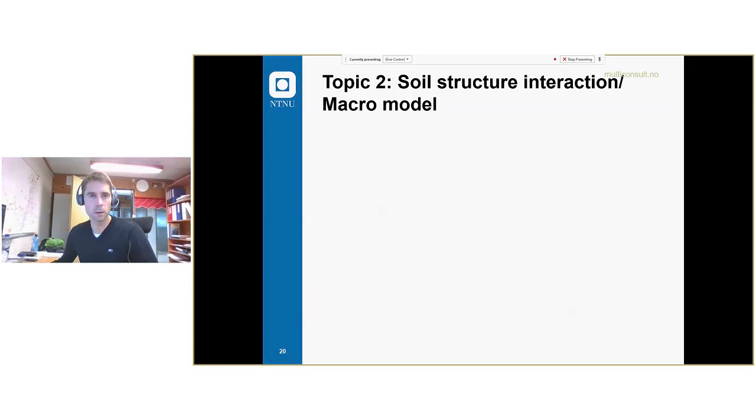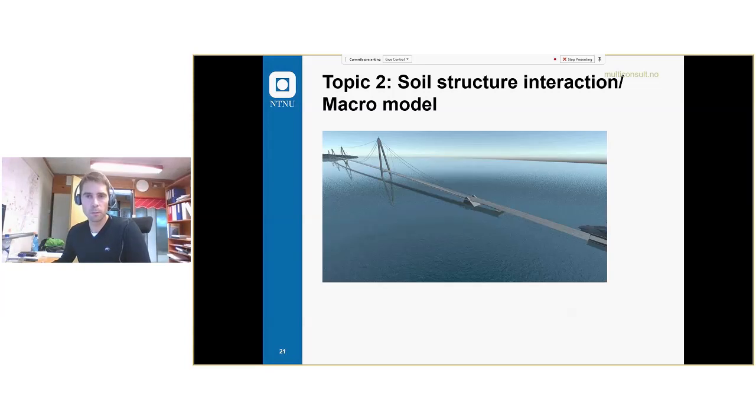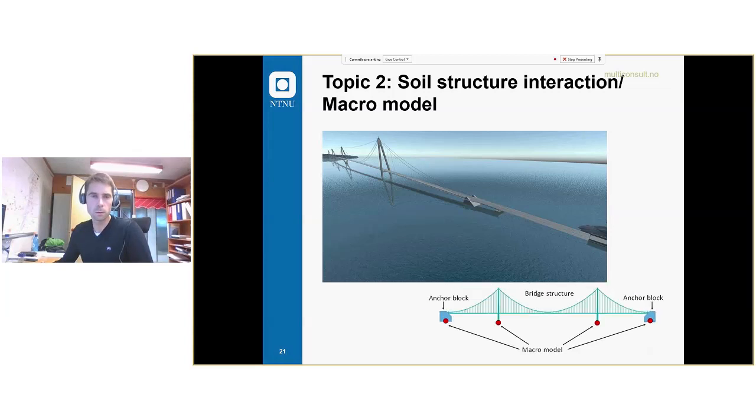On the next topic, which is soil structure interaction, the macro model. On the topic of soil structure interaction and the macro model, we have investigated the SSI calculation methods which may improve the design process. And this concept of macro model has been pioneered within the offshore industry, and now also within the offshore wind industry. So we have introduced this into the concept of bridge design.